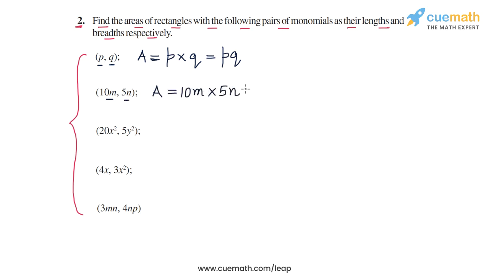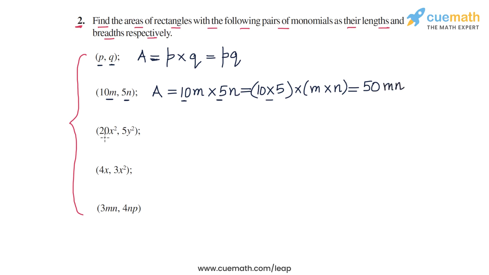Now let's multiply the coefficients separately. So 10 into 5 is the product of the coefficients, and then the variable parts, the algebraic factors, are m and n. So we multiply those. So 10 into 5 is 50, and m into n can be written as mn. So we can write the product as 50mn. This is the expression for the area in the second part.